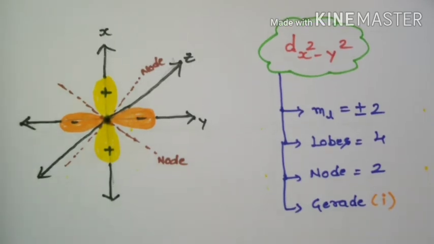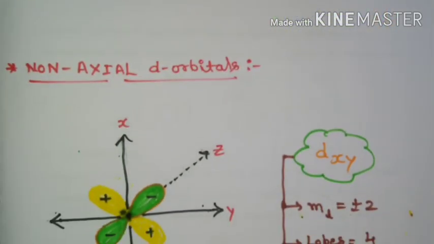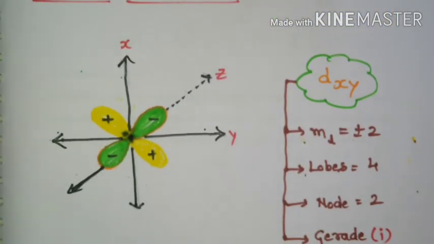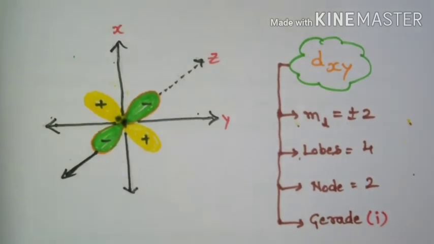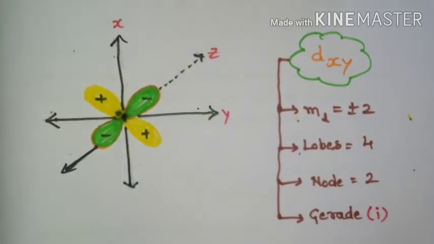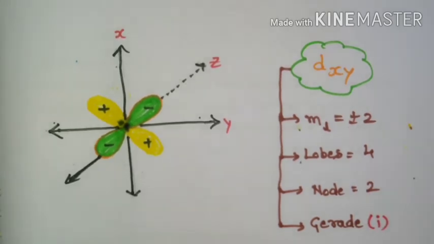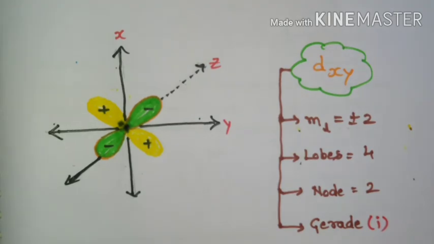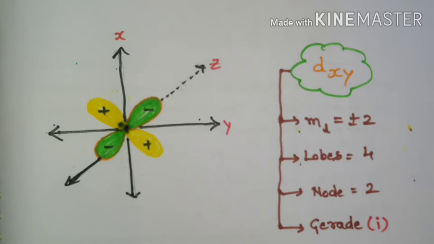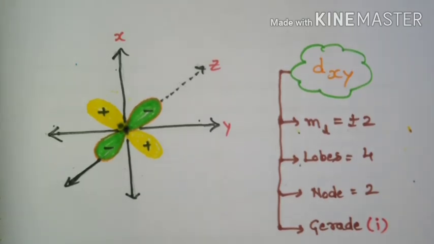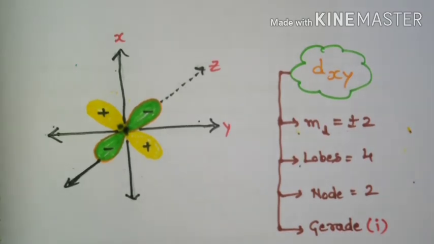Next, if we move on to non-axial d orbitals, the first non-axial d orbital is dxy. This is the shape of the dxy orbital, and the important aspects of the dxy orbital are: it is a non-axial d orbital, its magnetic quantum number will be plus or minus 2, it has 4 lobes and 2 nodal planes, and this dxy orbital is also gerade.